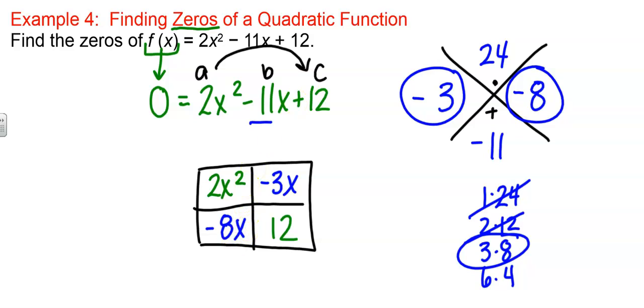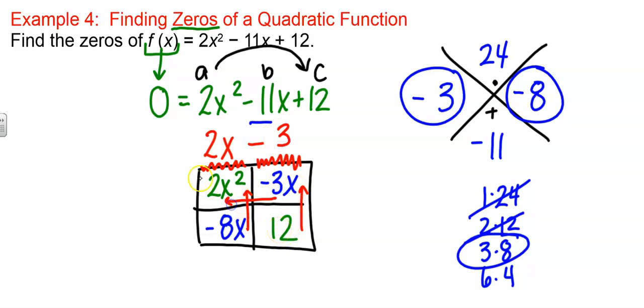Now I'm going to find the GCF of every row and every column. So 2x squared minus 8x, it leads with the positive. 2 and 8 are divisible by 2, x squared and x both have an x. Negative 3x and 12, negative 3x leads my box, so I'm going to take out a negative. Negative 3 and 12, they both can be divided by 3.